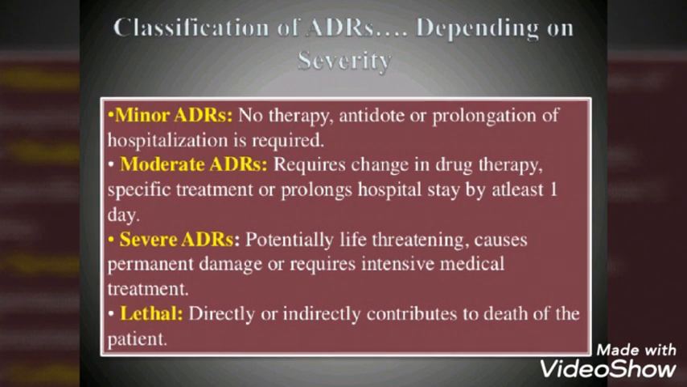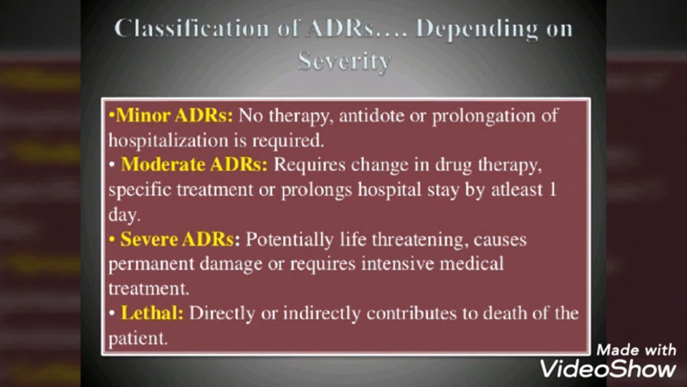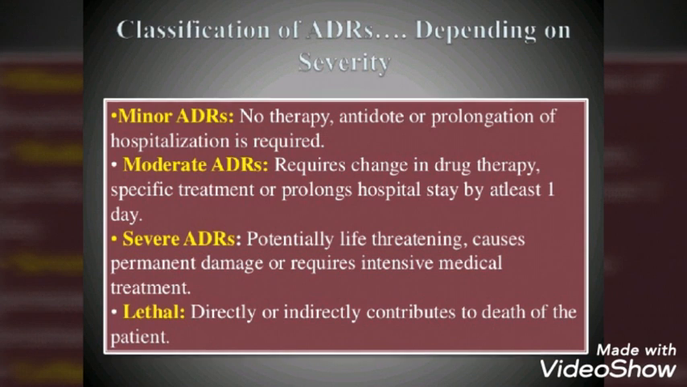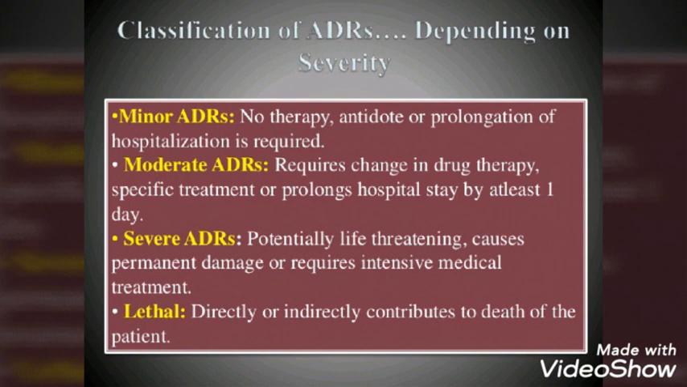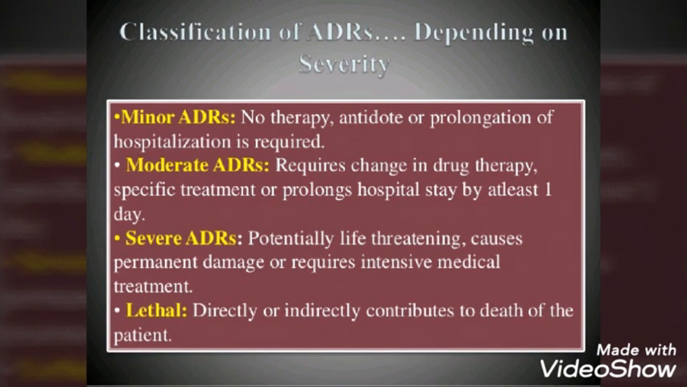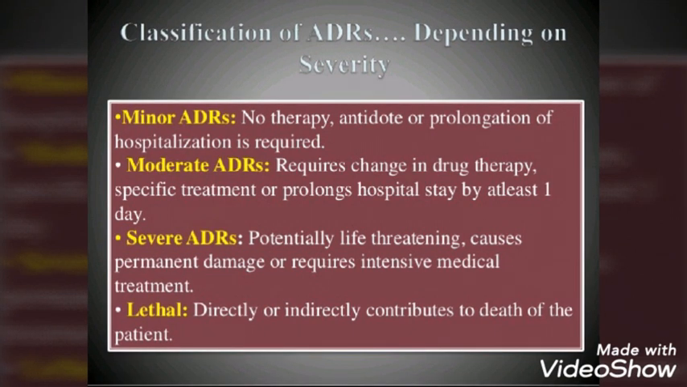Moderate requires a change in drug therapy, specific treatment or a prolonged hospital stay by at least 1 day. So for moderate, you need to change the treatment that was given before, and in some cases you need to hospitalize the patient also. In severe cases, when it is a life-threatening condition, you need to take serious care of the patient, change the drugs, and hospitalize. Then lethal directly or indirectly contributes to the death of the patient. So if the severity line crosses, it can cause death of the patient. That is categorized under lethal.